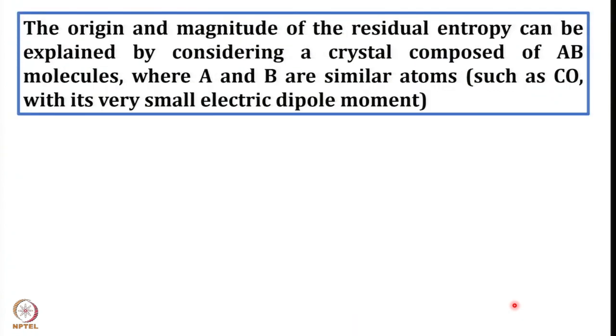Hope this is clear. What is the origin and magnitude of residual entropy? Let us consider a crystal which is made up of AB. I'll talk about AB solid. How is this AB formed? It is formed from atoms A and B. In a crystal lattice, how are these A and B arranged? Let us take one very simple arrangement of A and B atoms in the crystal lattice. Let us say the compound AB is arranged in the solid like A, B, A, B, A, B, etc. It keeps on going in all the possible directions.